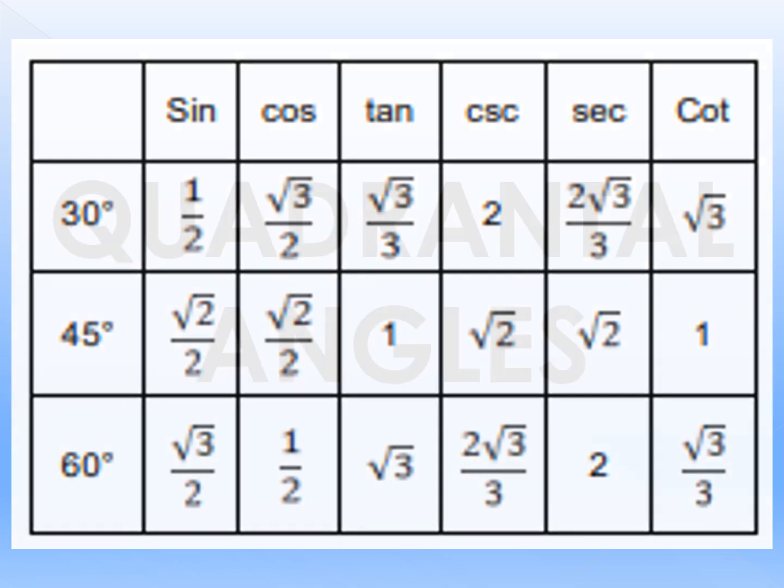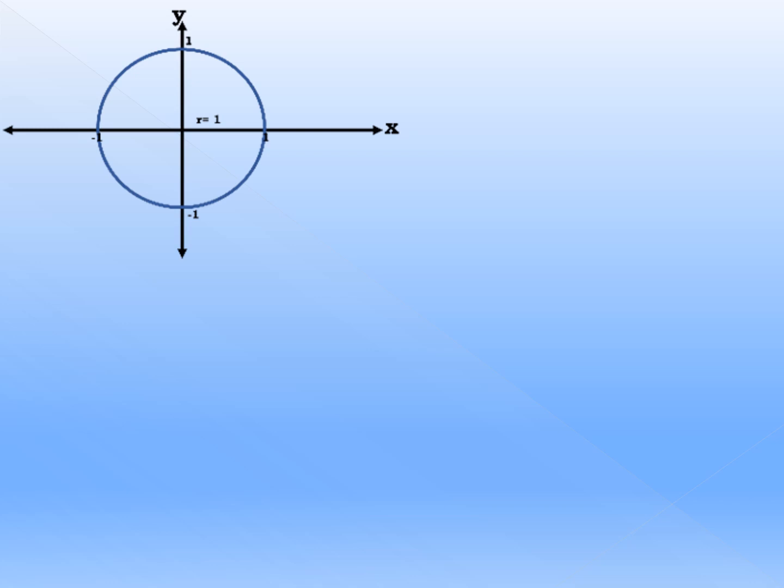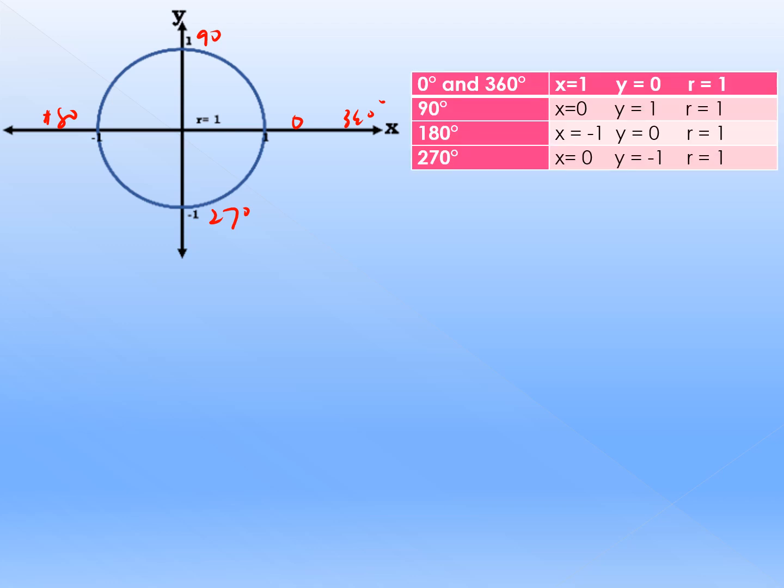So, let's now have quadrantal angles. How are we going to know 6 trigonometric functions pertaining for quadrantal angles? If we're talking about quadrantal angles, we're dealing with angle measures 0, 90, 180, 270, and 360 degrees. Thus, it implies that these are angles that fall on the axes. So, we have here 0, 90, 180, 270, and 360 degrees. Now, this table is very helpful in order for us to find 6 trigonometric functions.